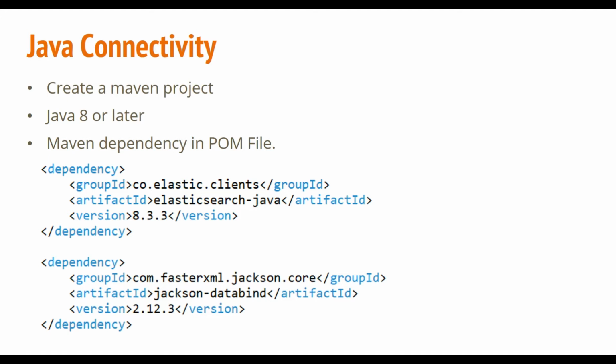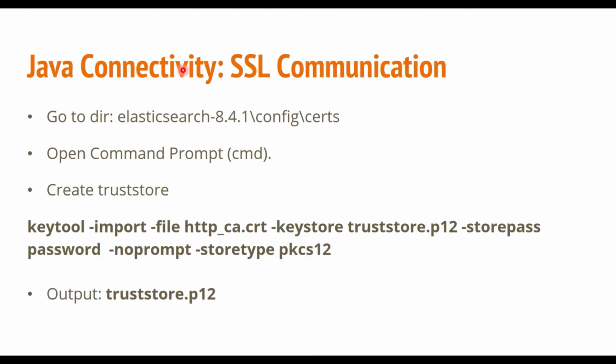For this one, we will be creating a Maven project. We'll have to use Java 8 or a later version, and we need the below two dependencies. The first dependency is Elasticsearch-java, which is used to make the connection towards the Elasticsearch server and to execute the Elasticsearch specific APIs. The second dependency is JSON databind. This dependency is required to convert a JSON object to a Java POJO object and a Java POJO object to a JSON object. As we know, our Elasticsearch server is running on HTTPS.